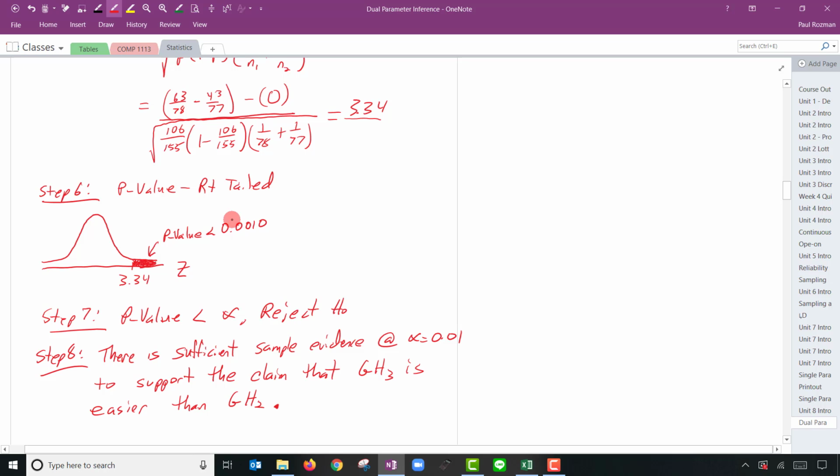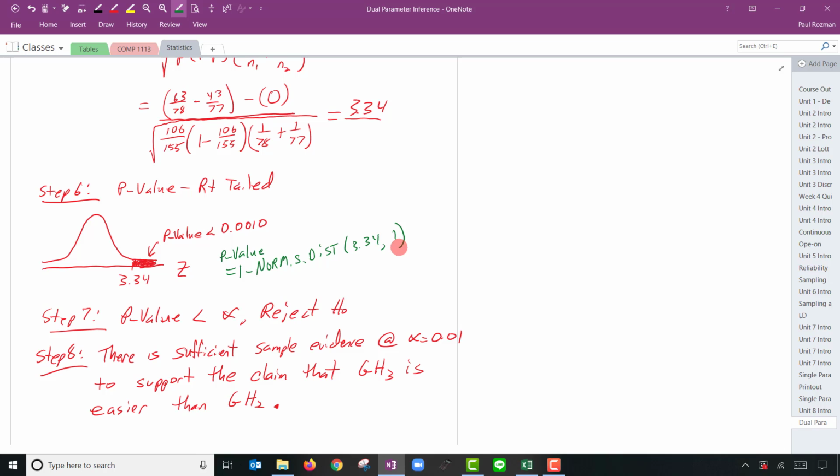If you're an Excel person, I guess we could have calculated this p-value exactly, right? We could have said the p-value is, we use that norm.dist, but because we want the area to the right, and Excel gives you the area to the left, we'll have to do 1 minus norm.s.dist. And then we input our 3.34, and we tell it that, yes, it is a cumulative value.